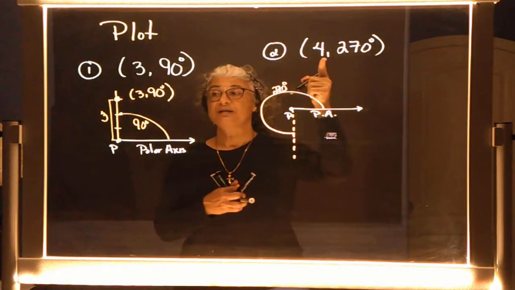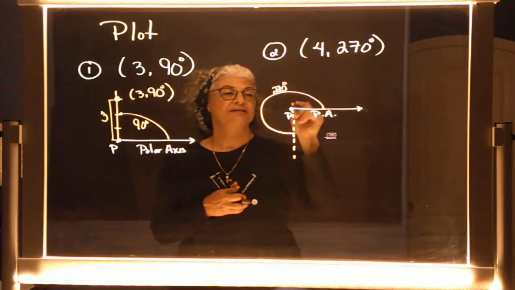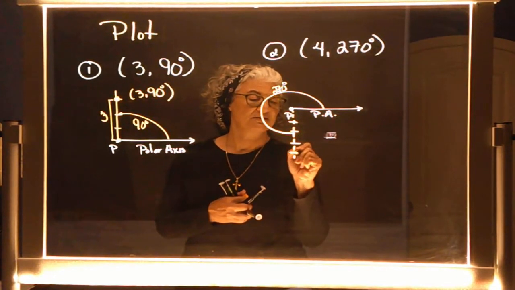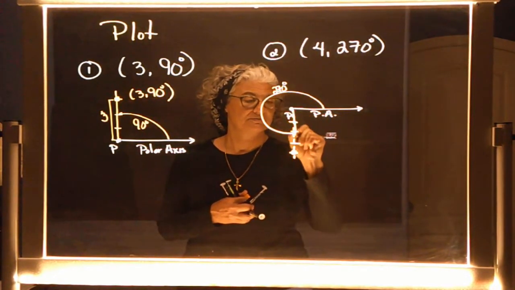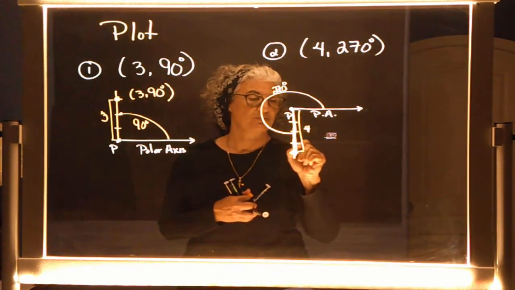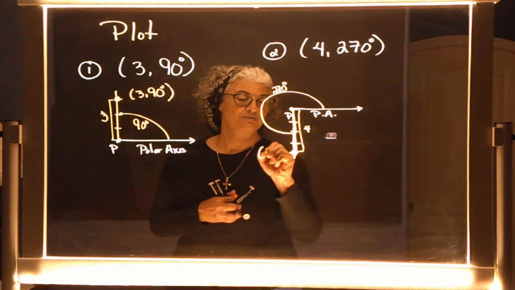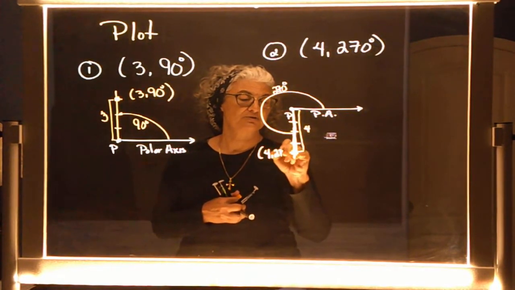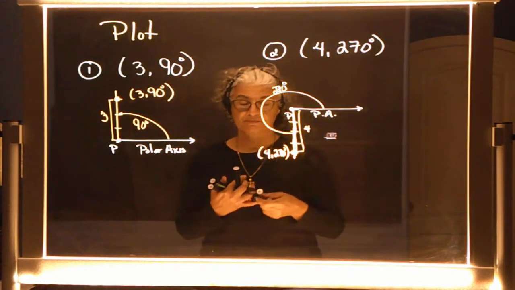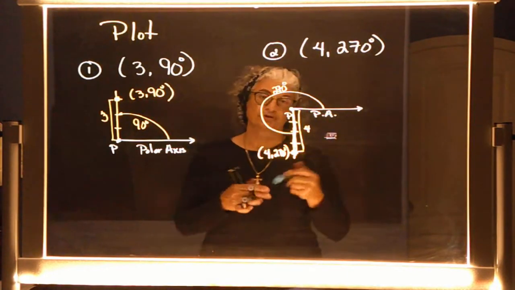And now, since that is a 4, that is the distance from the pole to the point. So right here. This is a distance of 4 from the pole to the point. So this is where the point 4, 270 degrees is located. Good? Okay. No surprise, got another one.